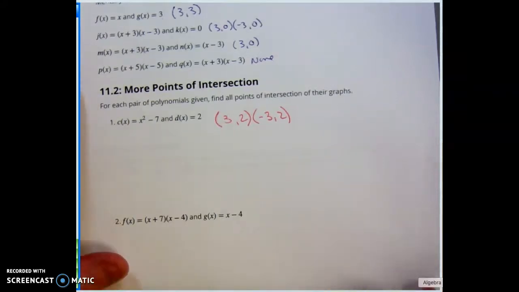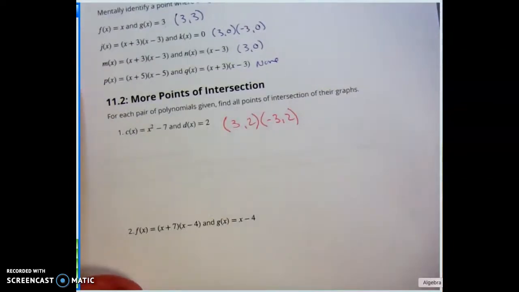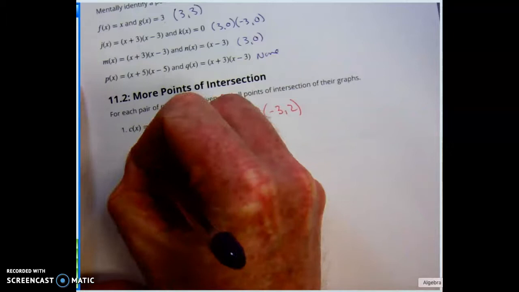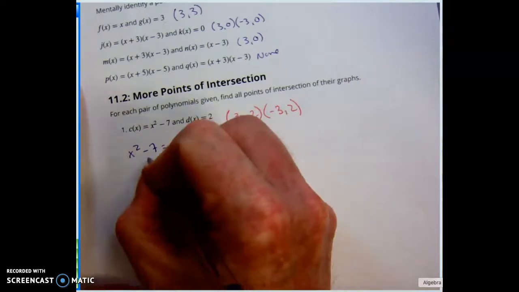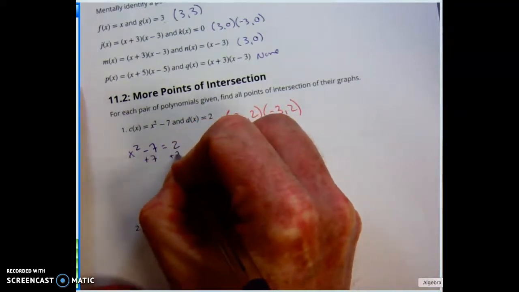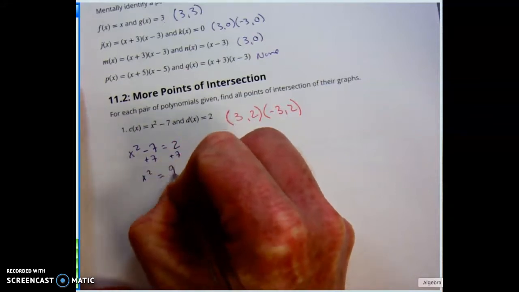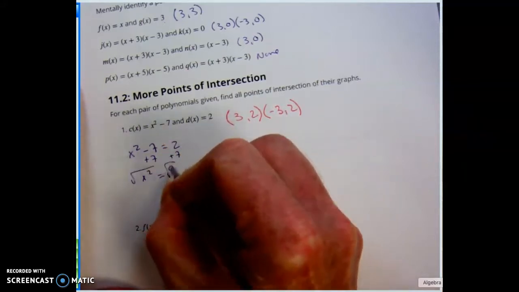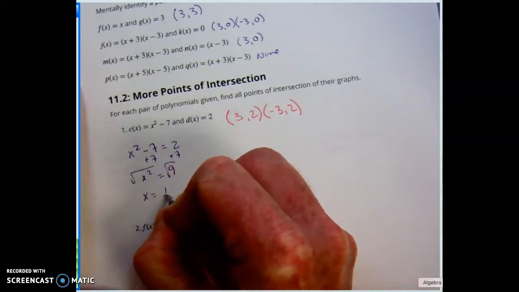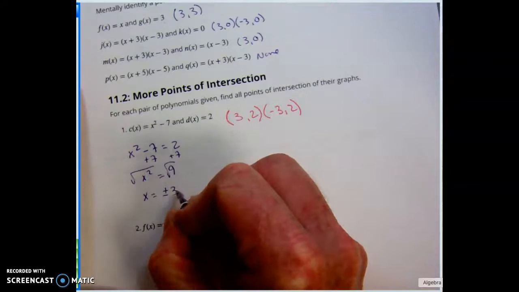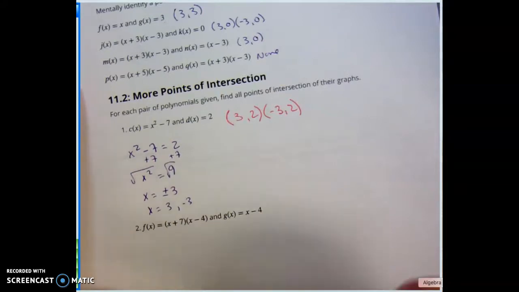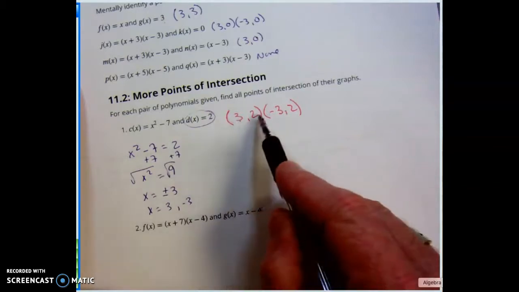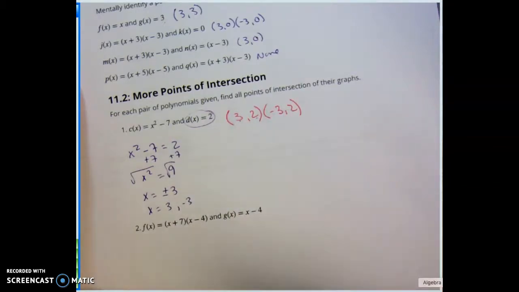Okay, now I could do this algebraically. I could actually set these two equations equal to each other. I could say x squared minus 7 equals 2. So I could add the 7, and I could say x squared equals a positive 9. If I take the square root of both sides, I've got x equals plus or minus 3. That means I really have two answers. I've got x equals positive 3 or negative 3. Okay, well, I know that y always equals 2. So I've got (3, 2) and (negative 3, 2). That would be one way to get it.